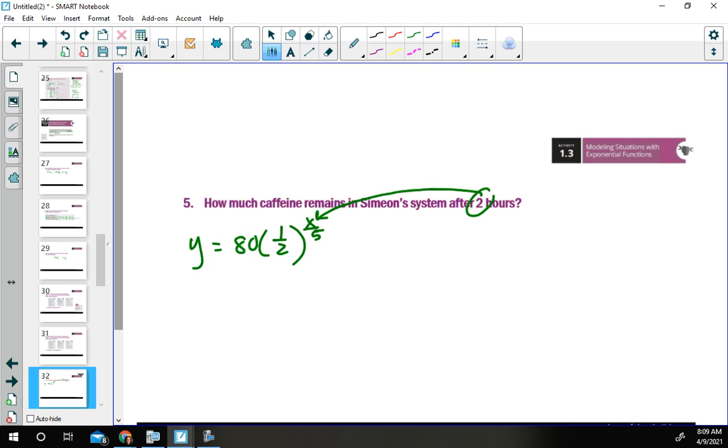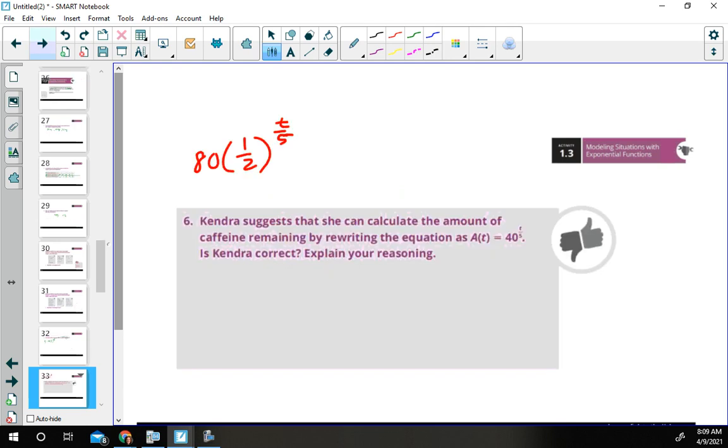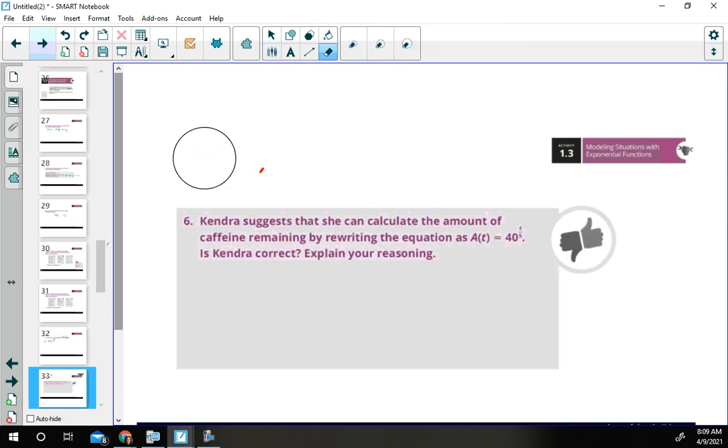And then I want you to try to figure out number 6, where Kendra suggests that she can calculate the amount of caffeine remaining by rewriting the equation. A of t is equal to 40 to the t divided by 5. See if that means the same thing, because we wrote an exponential that was similar and they looked like the same graphs. They started in different spots. So if I took my 80 times a half to get 40, does it mean the exact same thing? Can I take 80 times a half, get 40, and then have the same equation where when I plug that number in, it works? So go ahead and pause the video and try those 2 questions.